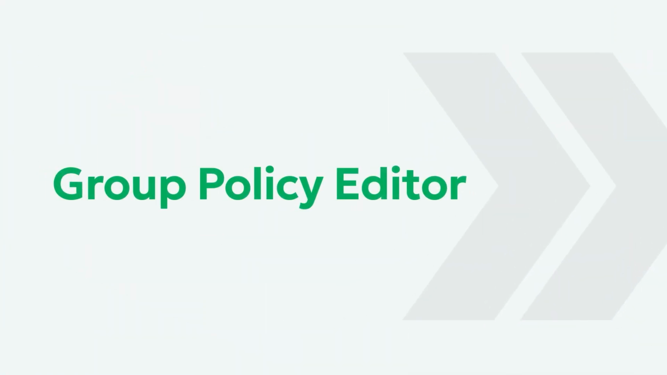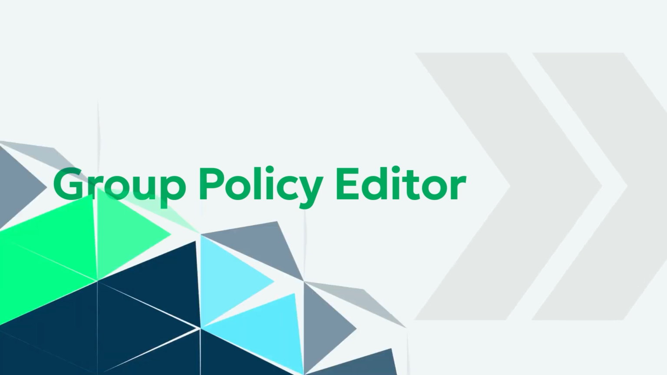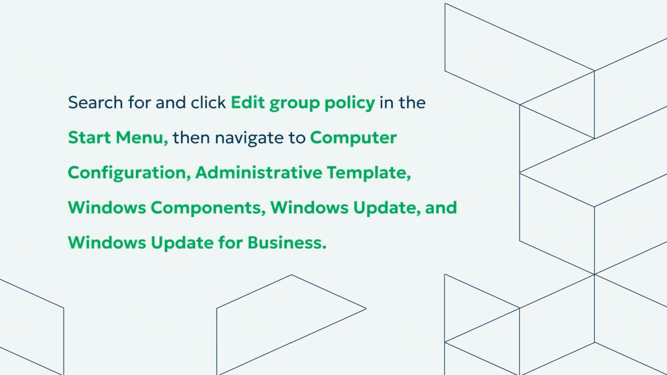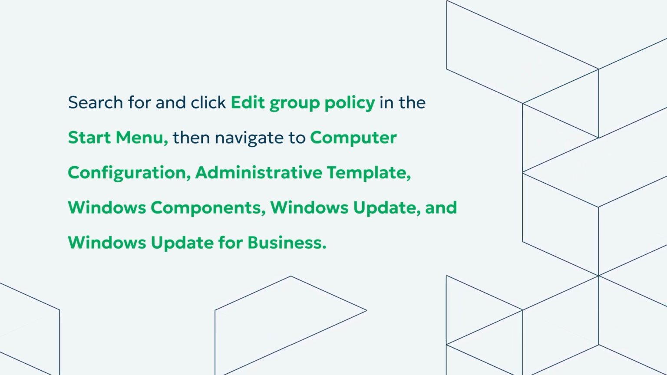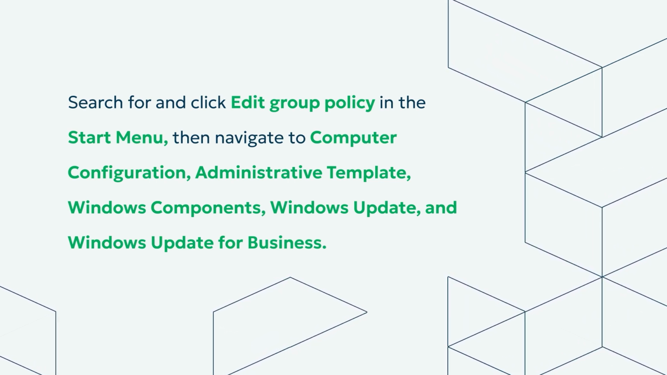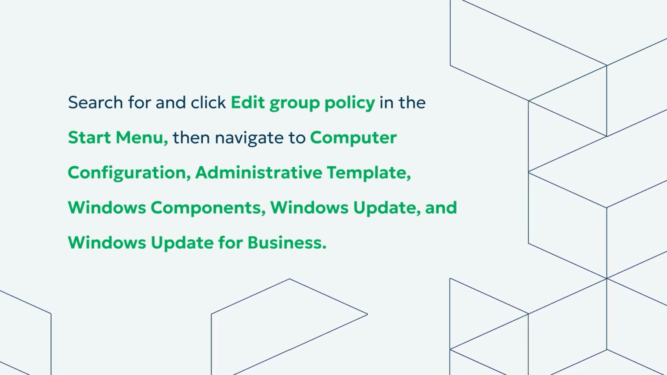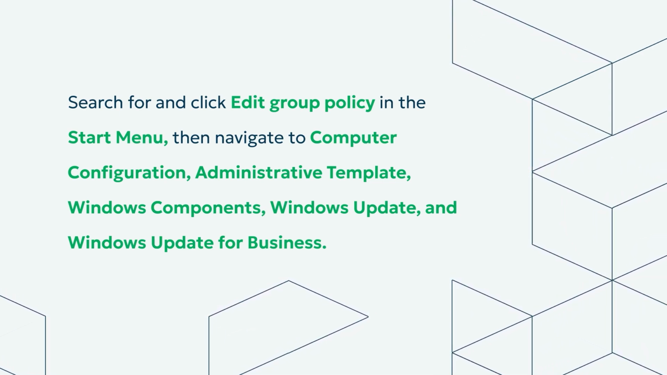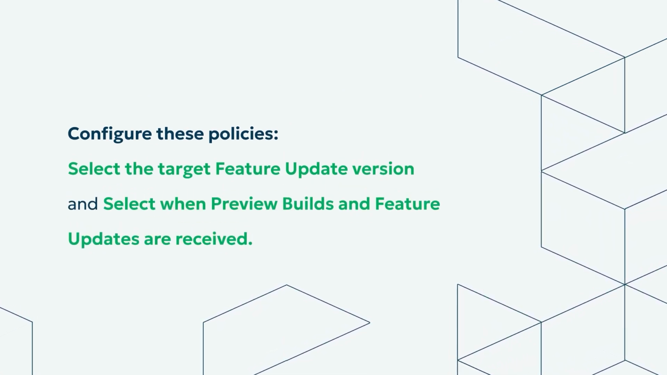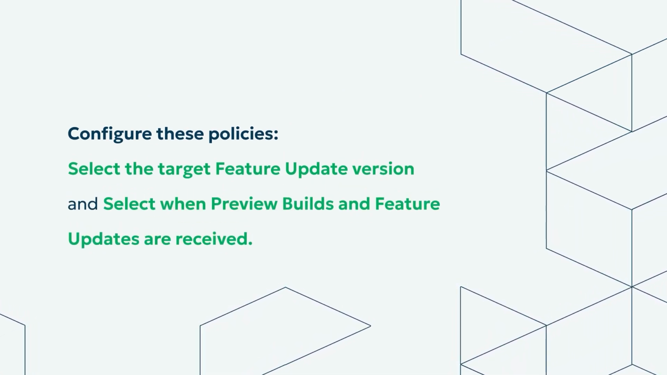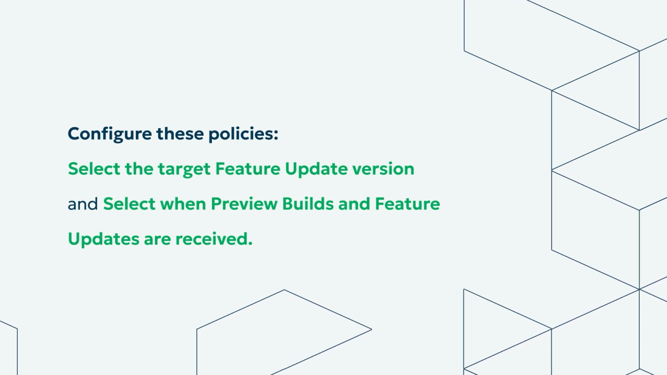Method 4. Group Policy Editor. Search for and click Edit Group Policy in the Start menu, then navigate to Computer Configuration, Administrative Template, Windows Components, Windows Update, and Windows Update for Business. From here, configure these policies. Select the target feature update version and select when preview builds and feature updates are received.